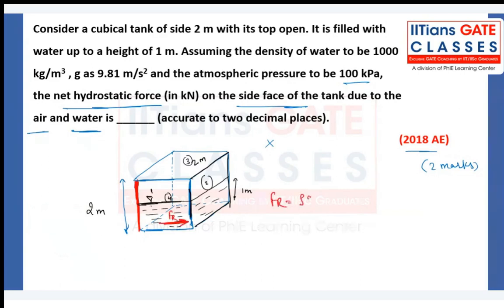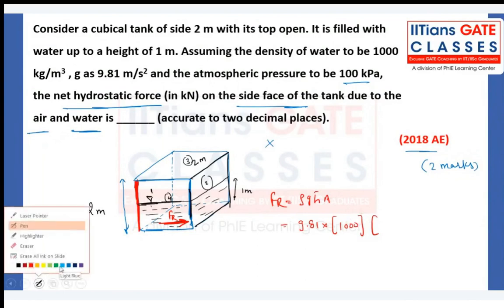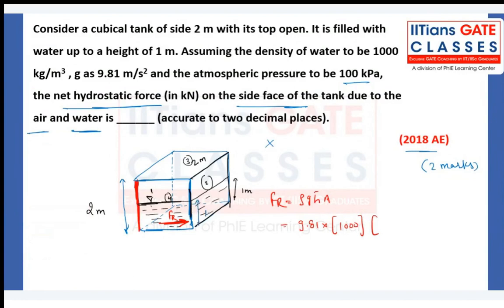Rho g h bar into area. Rho is what? g is 9.81, and again I'm taking the density as 1000. H bar is what? The centroidal distance of a particular surface of a plate from the free surface. The centroidal distance is what? This is 1 meter, and the centroidal distance will be 0.5 meter from here to here, which is exactly coinciding with the free surface. So that is 0.5 meter. Area of the plate which is being subjected to fluid pressure, what is that area? 1 into 2 meter. This is the area which is being subjected to liquid pressure.